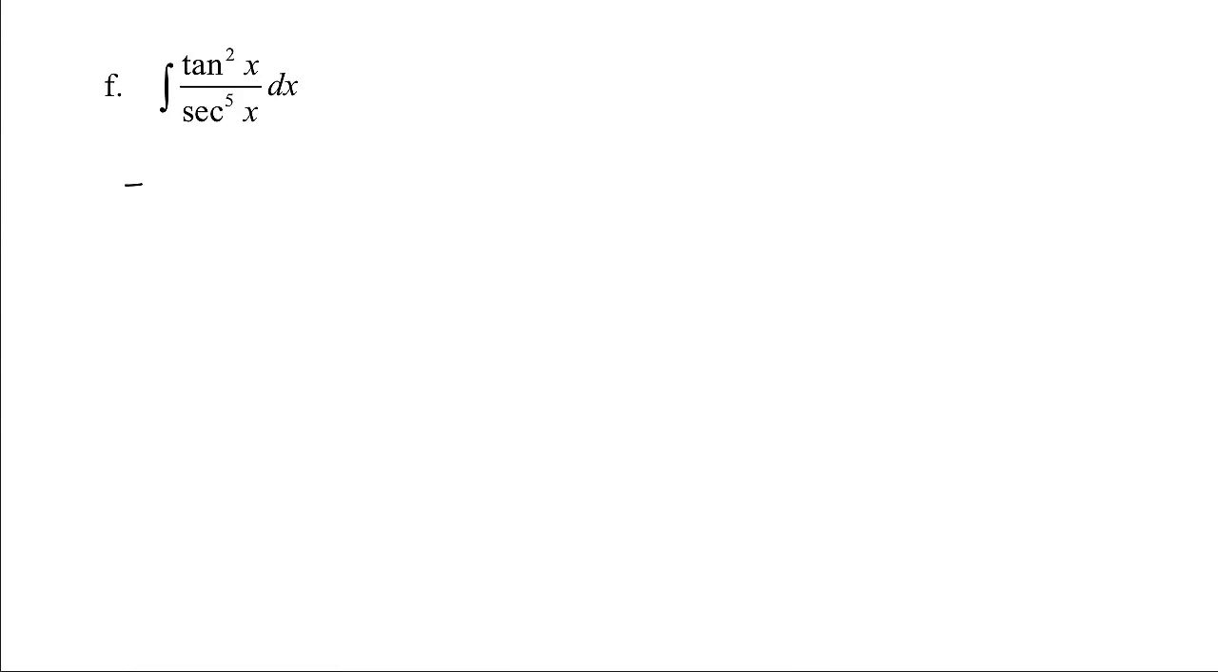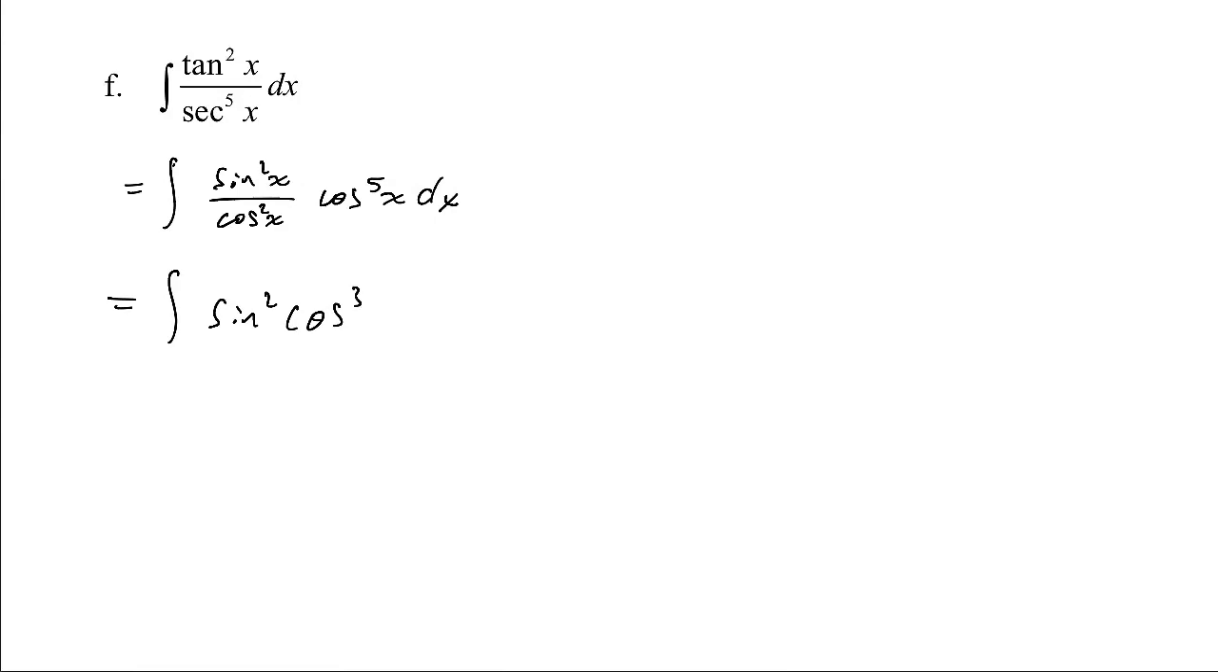Well, let's rewrite this, right? Because tangent squared is sine squared over cosine squared. And 1 over secant is just cosine, so this is cosine to the fifth dx, which will simplify as sine squared, cosine cubed dx.